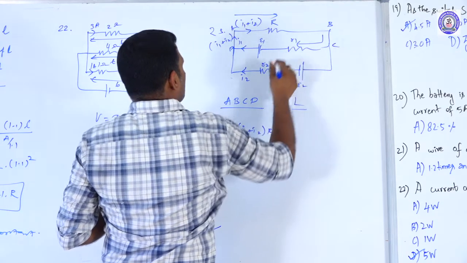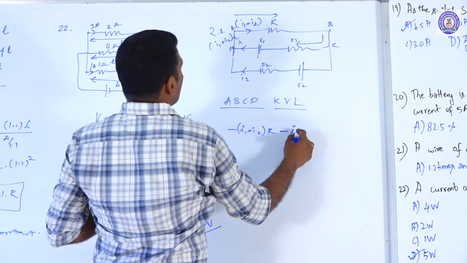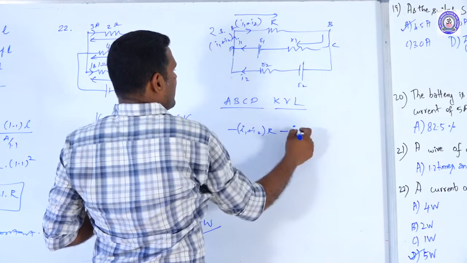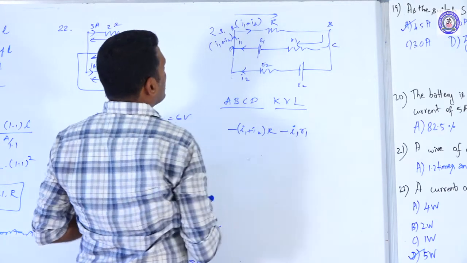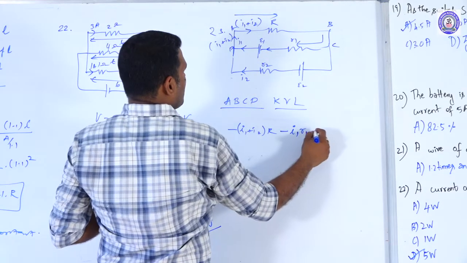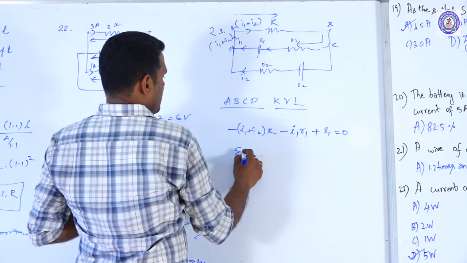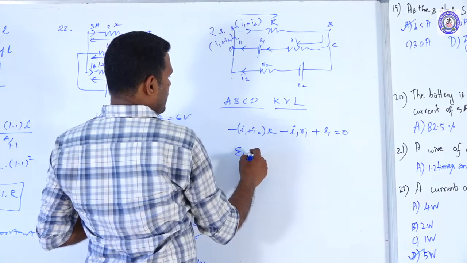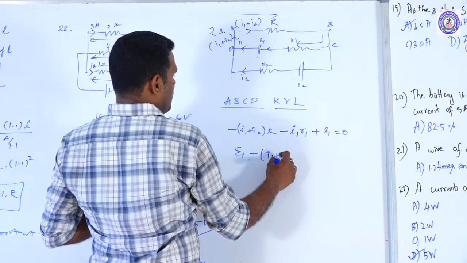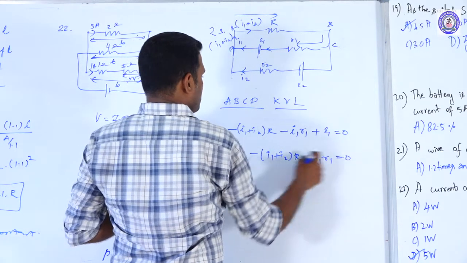As I go through this path, I am going along the direction of flow of current, so minus of the current through this path is I1, so I1 into R1. As I move from low potential to high potential, it is positive, so plus E1, this is equal to 0. So the expression will be E1 minus of (I1 plus I2) into R minus of I1 R1 is equal to 0.